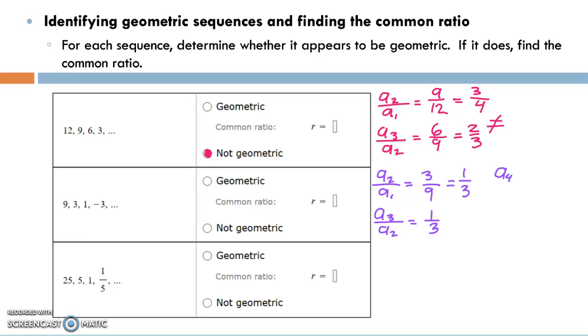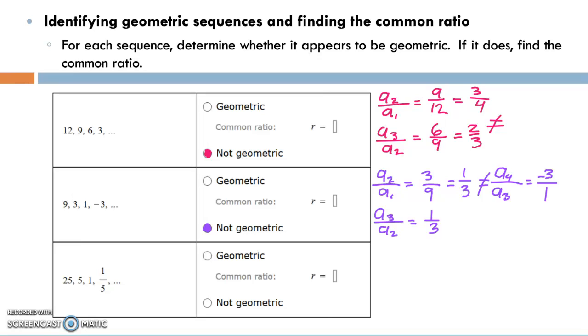Our fourth term divided by our third term is equal to -3/1. Those are not equal. So even though the first three terms made it look geometric, the fourth term kind of threw it off. And this one is not geometric either.